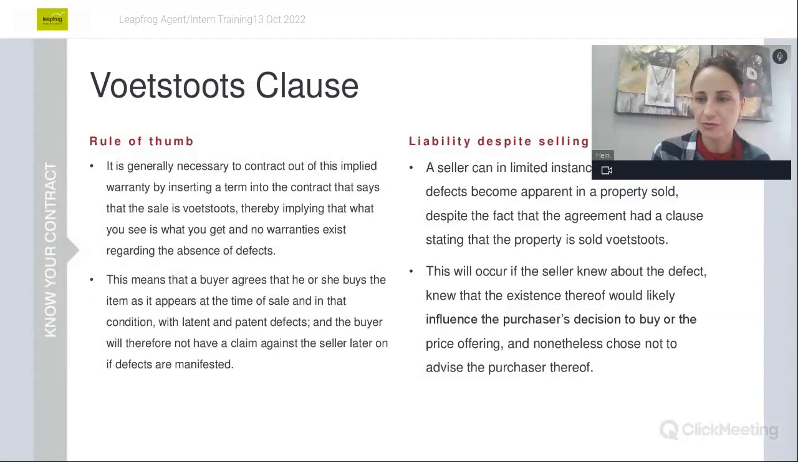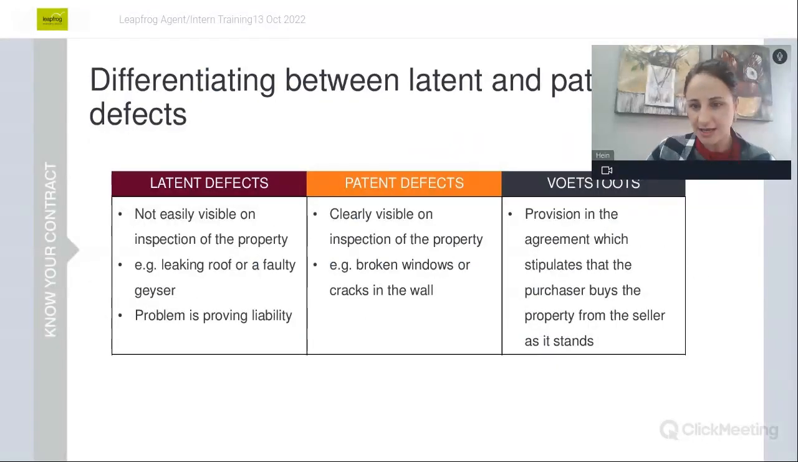Did the seller know the roof was leaking? Did the seller know that there aren't building plans? Those types of questions. And if a seller knew but did not disclose it, then whether the Voetstoots clause is in your contract or not, your seller will still be liable for any repairs or correcting those defects. So knowledge plays an important part, and there's absolutely no excuse for malicious or fraudulent misrepresentations, regardless of the nature of your contract or any clauses in there.